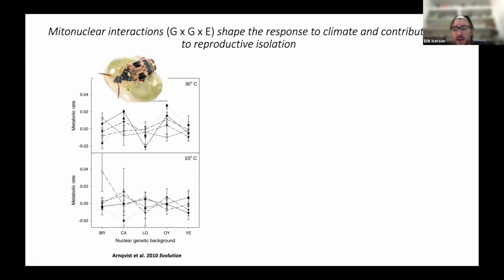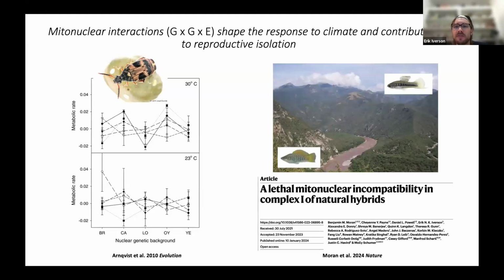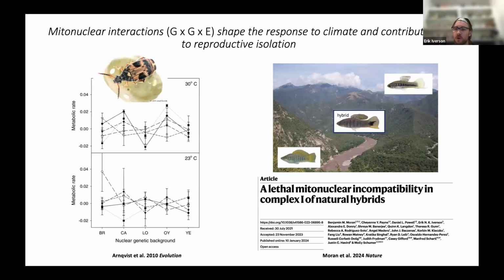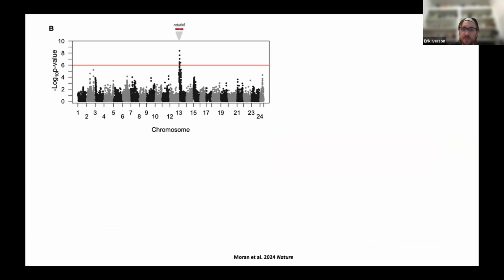And a lot of work has illustrated how these mitonuclear interactions are really important for reproductive isolation. So some work I was involved with in collaboration with Stanford University, we showed that in this hybrid system between two swordtail fishes from Mexico, that live at different elevations and where they form hybrids at intermediate elevations, there's actually a lethal incompatibility between certain mitochondrial and nuclear genes that enforces reproductive isolation.